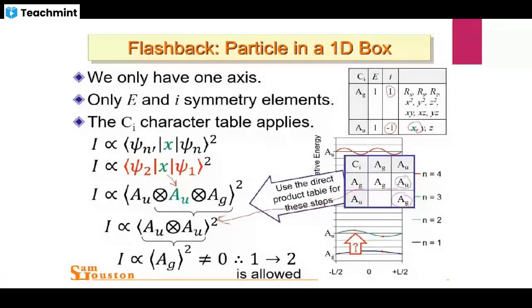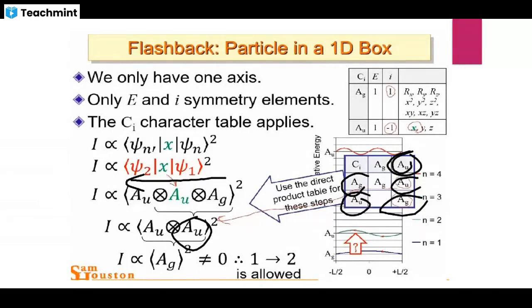First you multiply Ag into Au, as I already told you in group theory. You multiply from right to left. First Ag into Au, you get Au. Then Au into Au equals Ag. So if you get Ag, this is not equal to zero, which means it is an allowed transition. So Ag to Au is an allowed transition.